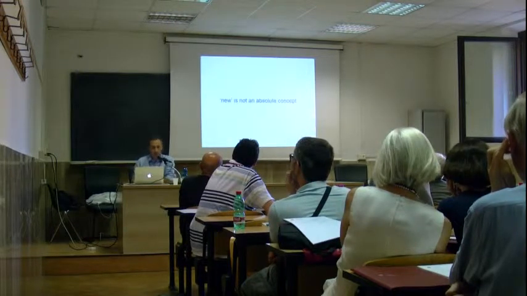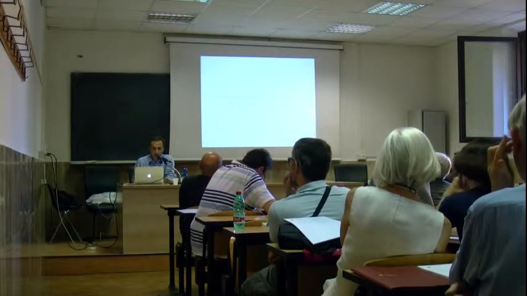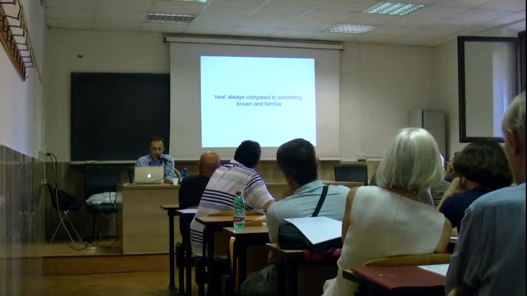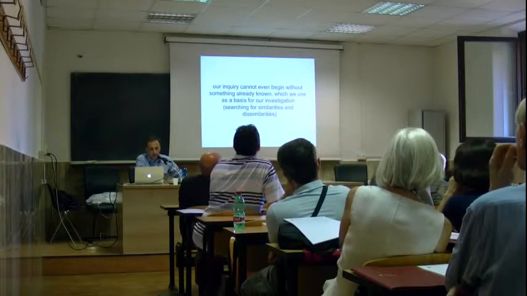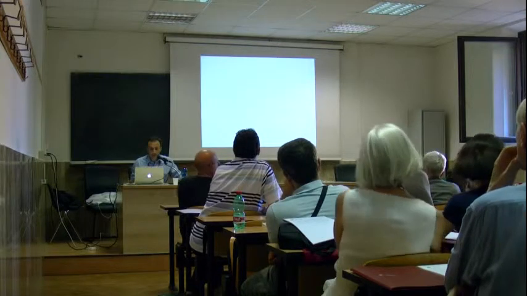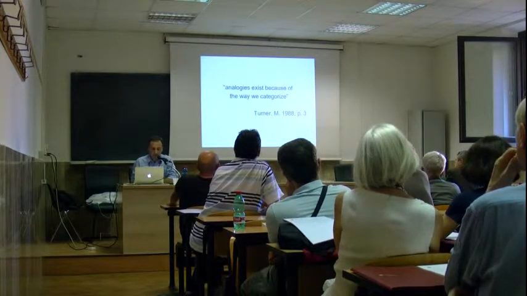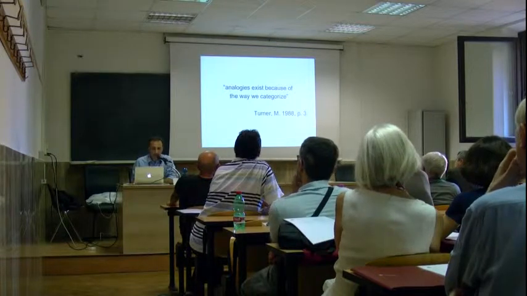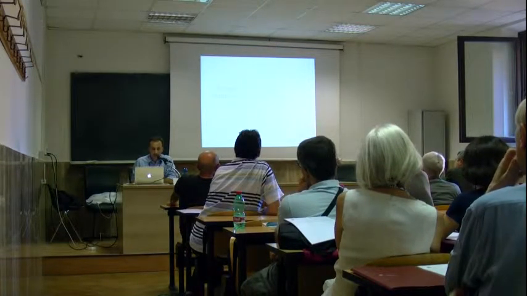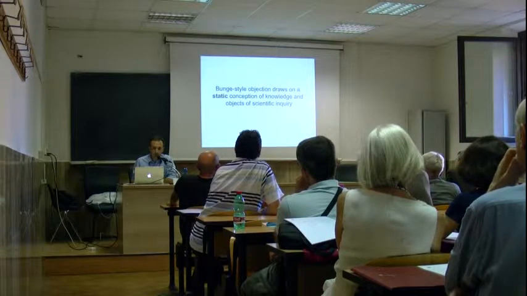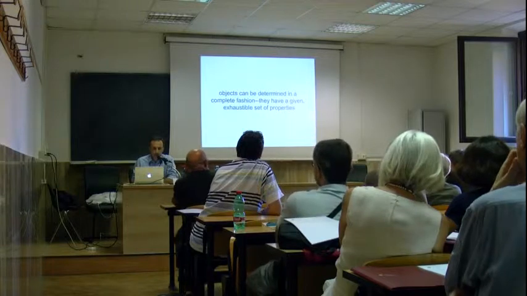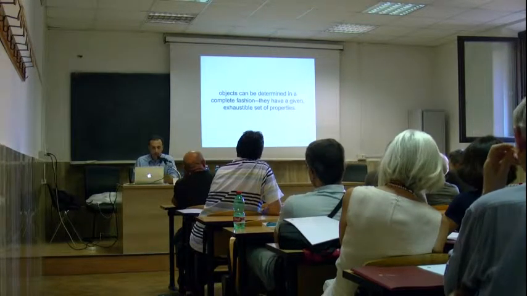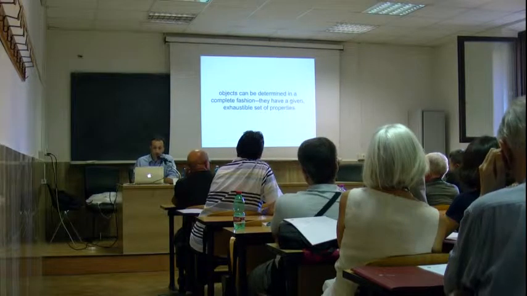New is not an absolute concept. New is always compared to something known or familiar. Our inquiry cannot even begin without something already known, which we use as a basis for our investigation. So, I would endorse Tanner saying that analogies exist because of the way we categorize. The Bunge-style objection draws on a static conception of knowledge, of the object of scientific inquiry, because it draws on the idea that objects can be determined in a complete fashion. They have a given exclusive set of properties.